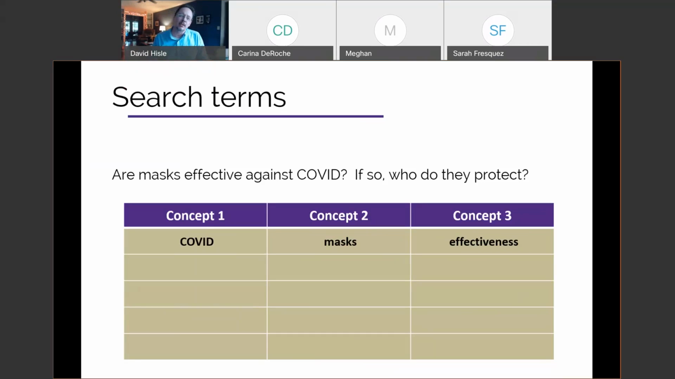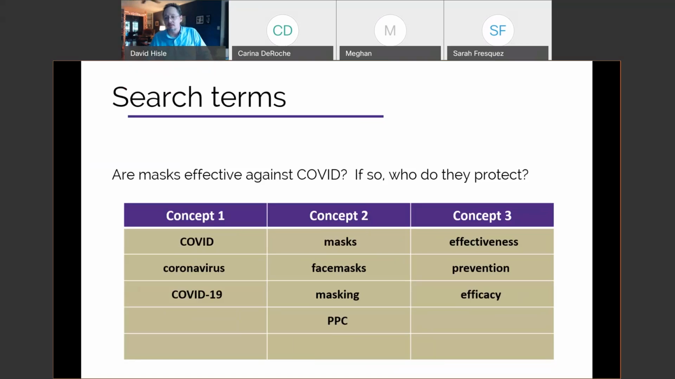What are some other ways that authors might be describing COVID or might be describing masks or effectiveness? Is there other language? To my mind, there are some other terms authors might be using. Maybe instead of COVID, they'll reference coronavirus or COVID-19, or maybe instead of masks, they reference face masks or masking or PPE. Maybe instead of effectiveness, they reference prevention or efficacy. So you're going to want to brainstorm all the possible language that authors can use.